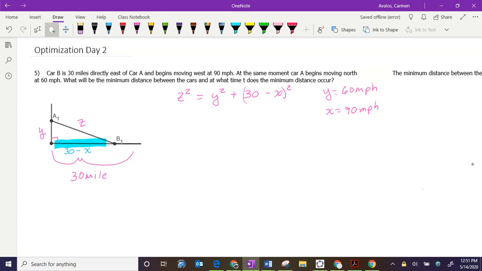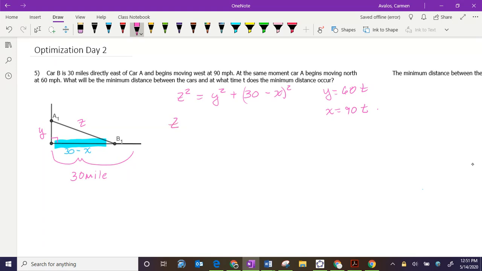Instead of saying 60 miles per hour here, we're going to use 60t, with the time that we have there. Now 60 miles per hour times the time gives us the distance, and 90 miles per hour times the time gives us the distance. That's what we know, so we're going to use that information.